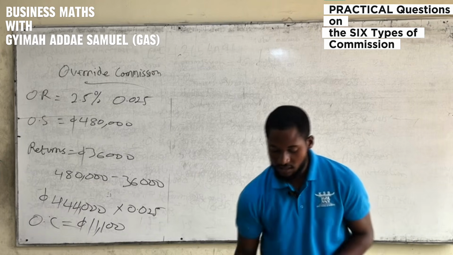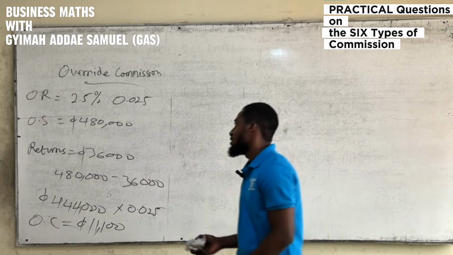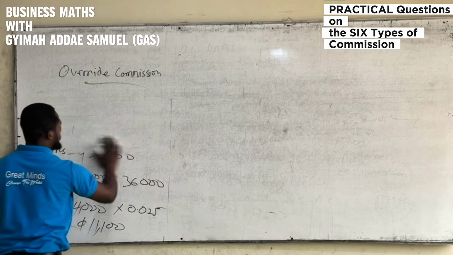We move on to the next type of commission, which is outright commission and rebate.